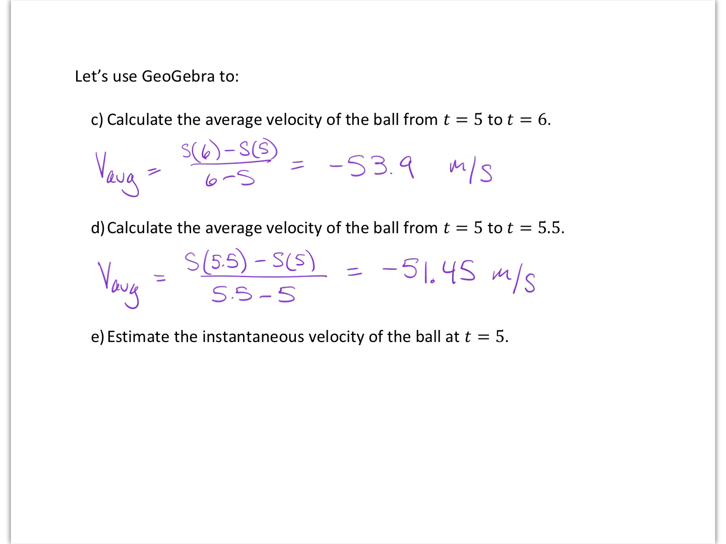Okay, and then we made that interval smaller and smaller and smaller. We went from 5 to 5.25, 5 to 5.1, 5 to 5.01. And it seemed like the slope of the line was approaching a particular value. If you don't remember or didn't notice, just rewind the video a little bit and go watch what the slopes were coming out to. They were getting closer and closer to negative 49 meters per second. And if you want, you can open up a GeoGebra file on your own, do what I did, and make the interval even smaller.